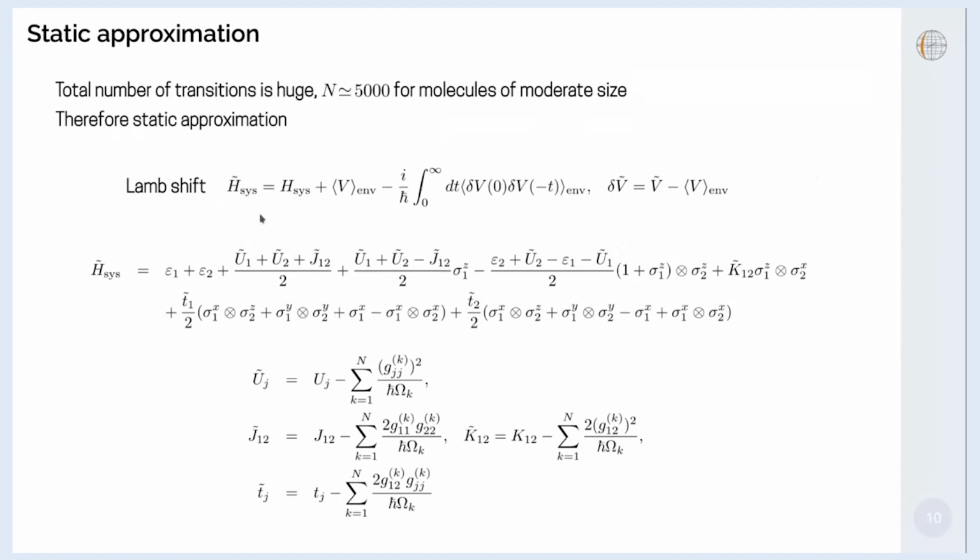At the end, what one gets is just a system Hamiltonian of the same form with renormalized parameters. And these are just corrections proportional to coupling constant squared divided by omega. This is very easy to solve. And it actually works quite well for many molecules.